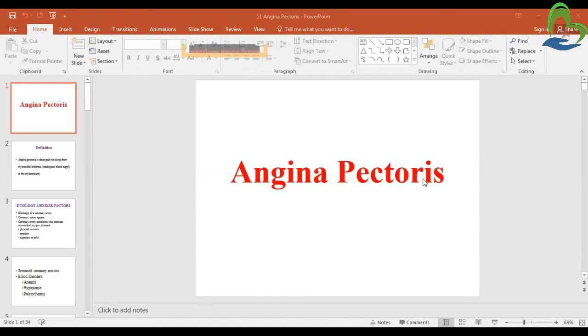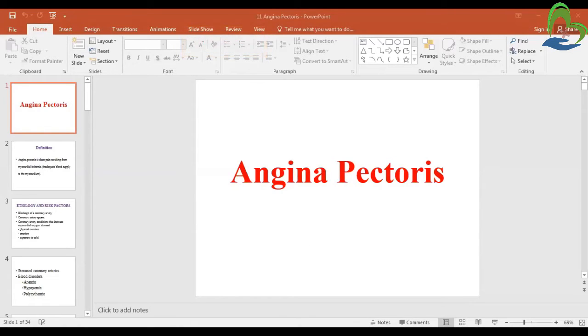Angina pectoris. What is angina pectoris? We have seen that myocardial ischemia was occurring, and it is leading to pain in the precordial area. That pain is called angina pectoris. So it cannot be said that it is a disease. It is the symptom which is visualized during myocardial ischemia.